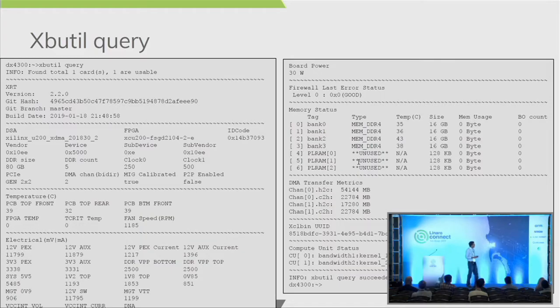Here is how xbutil query output looks today, or maybe in the last release. You can see different sections showing different aspects of the device. On the right-hand side, you'll see memory status: different memory blocks that have been initialized or not initialized because our user application doesn't use them, how much memory is there, how much is being used, how much DMA transfer has happened, and what compute units are there.